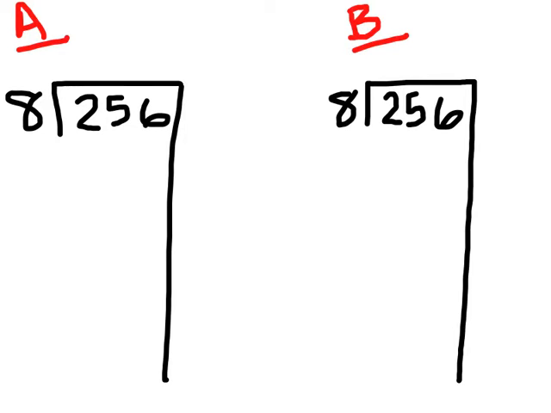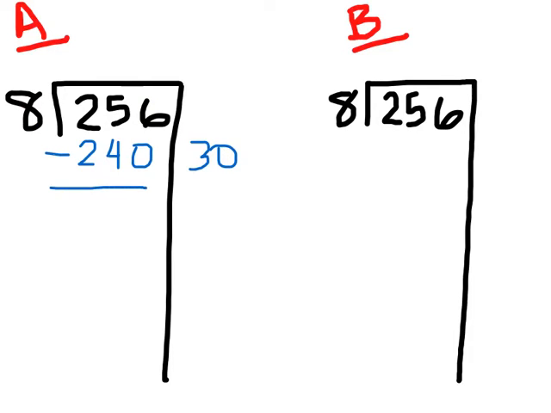Student A first notices 250, and they say 250 is pretty close to 240, and I know that 8 times 3 is 24. If 8 times 3 is 24, 8 times 30 is 240. So they write 30 here because they say 8 times 30, and they write 240 right here.